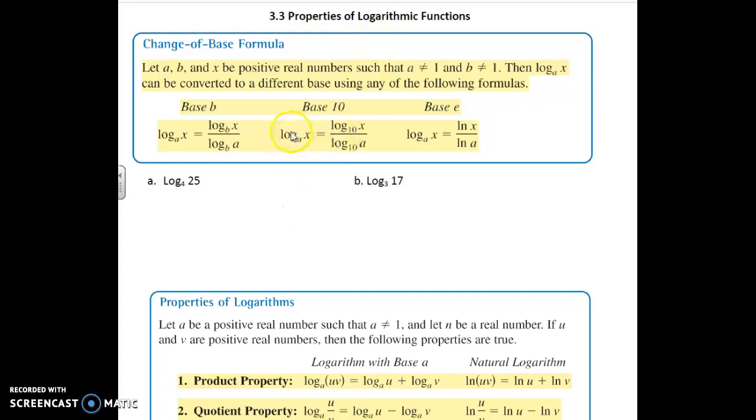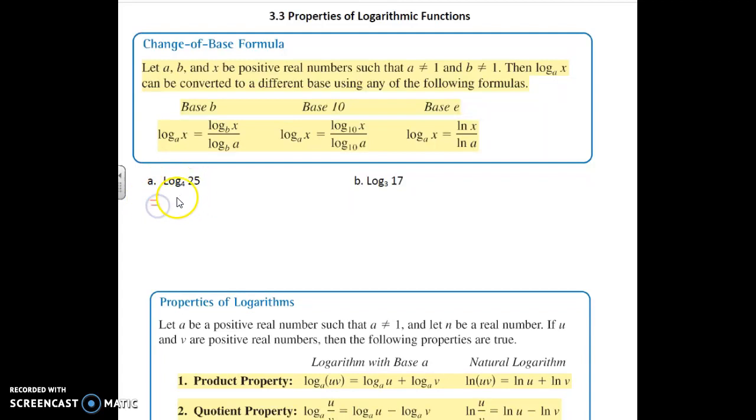You can replace log base a of x to be equal to log base 10 of x, and then divide that by log base 10 of your old base a. You can complete that with either log base 10 or the natural log, since you have both of those on your calculator.